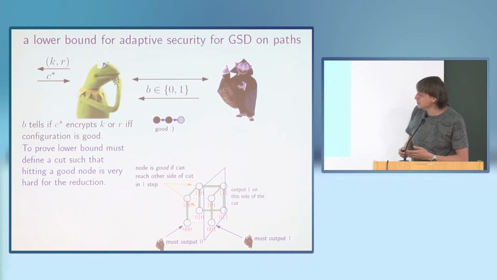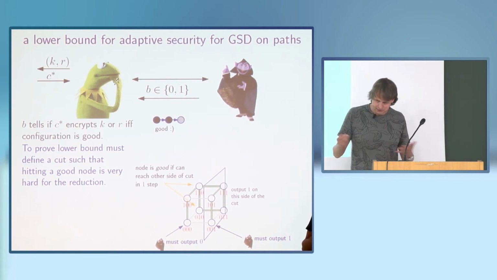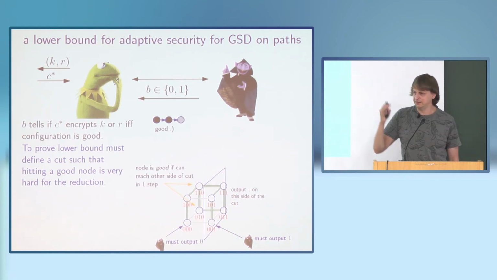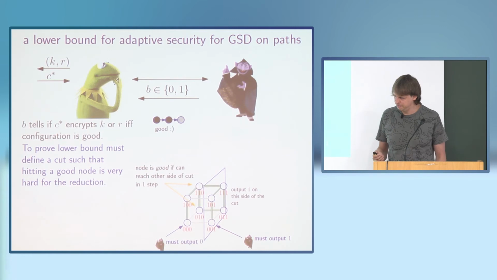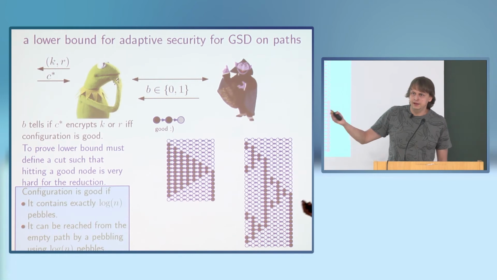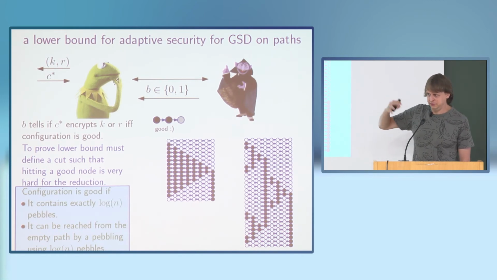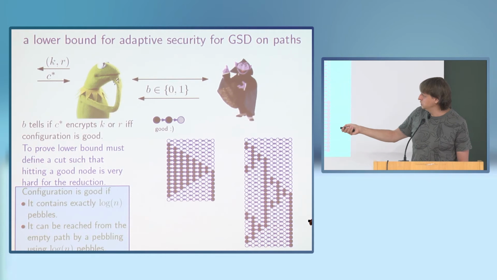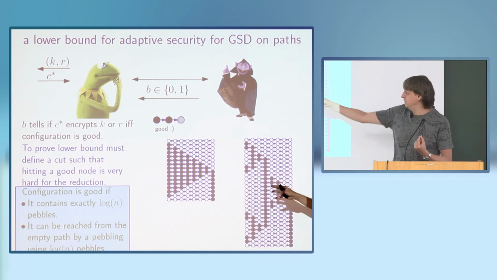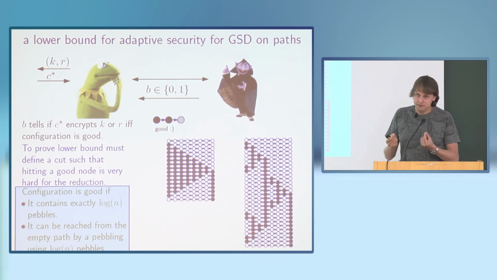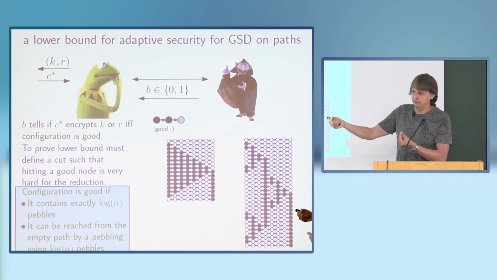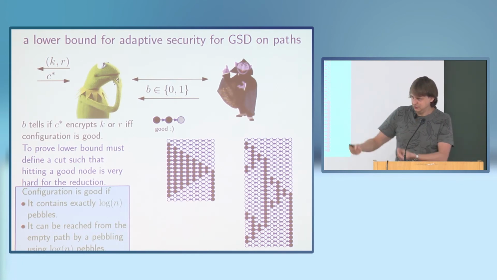Okay. So to prove a lower bound, what we must do is define a cut and then argue that this reduction will have a hard time finding a good node in that cut. So here is the definition of the cut that we will use. I will define the cut in terms of the good configurations, which implicitly defines the cut. And I say that a configuration is good if the following is true. If this configuration contains exactly log n pebbles, I assume n is a power of 2. Remember, I can always go from real to random with log n plus 1. So it contains 1 pebble less than is absolutely necessary to go from real to random.